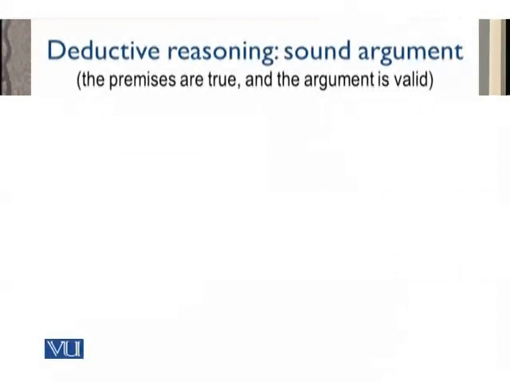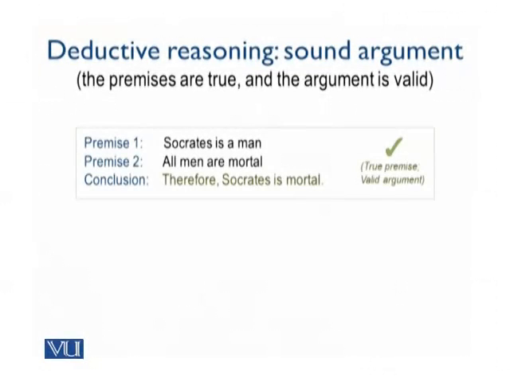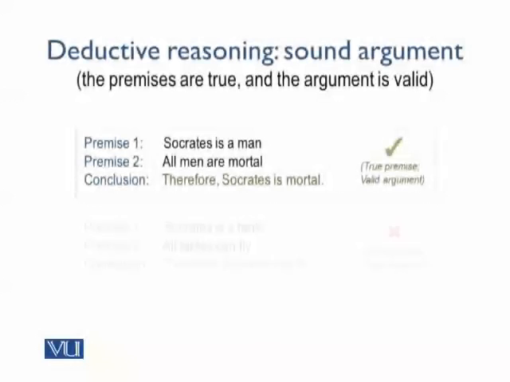So let me give you an example of a sound argument. Premise 1, Socrates is a man. Premise 2, all men are mortal. Conclusion, therefore Socrates is mortal. So we've already seen that this is a valid argument. Along with that, if we evaluate its premises, they are reasonable. I mean, most people would say these are true statements. So if your premises are true and if your argument is valid, we would say that this argument is a sound argument. Let me give you an example of an argument which is not sound.